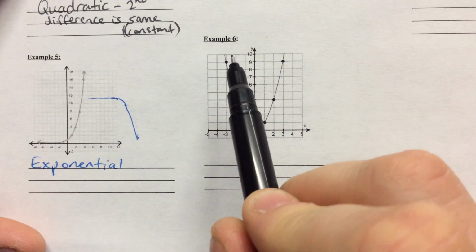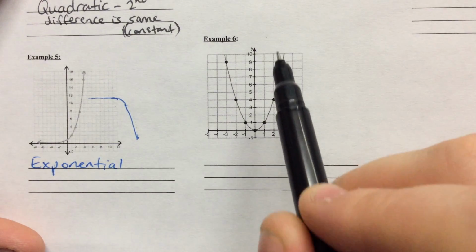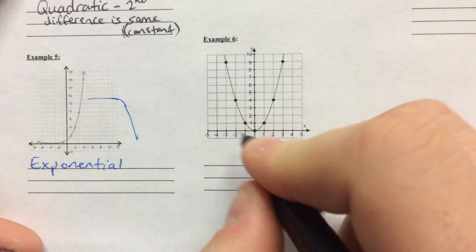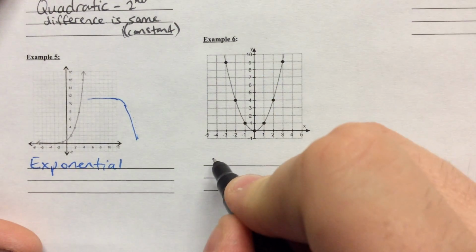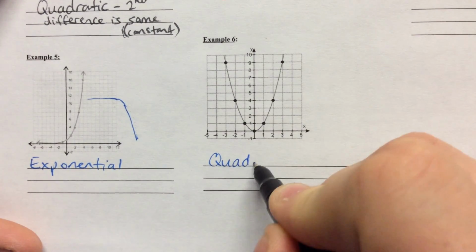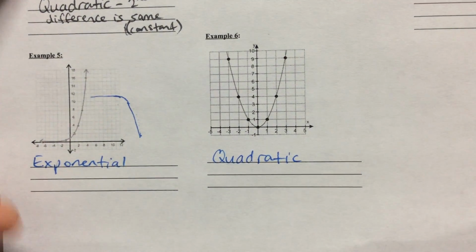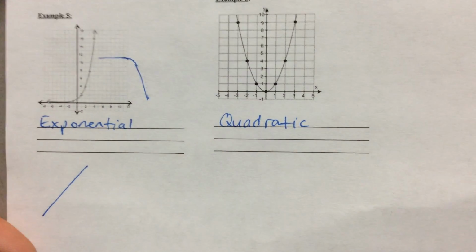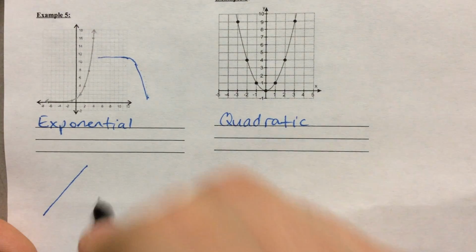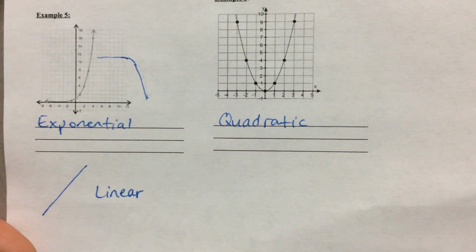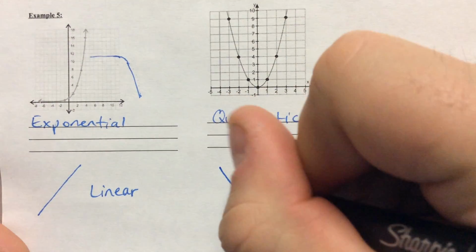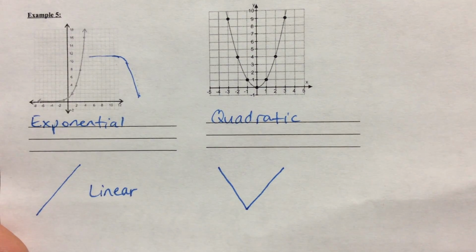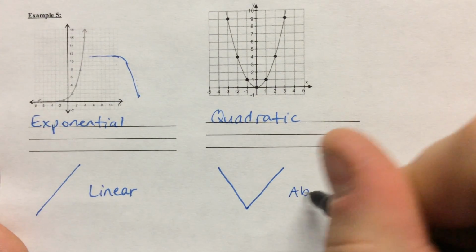Example 6 here. We have a graph that is a U shape. Okay, this is called a parabola. If you remember back from chapter 8 and 9, it is a quadratic function. Your other two choices that are not given an example, if you have a straight line, either up or down, it is linear. If you have a V shape, so it's two straight lines that connect perfectly at your vertex, this is absolute value.